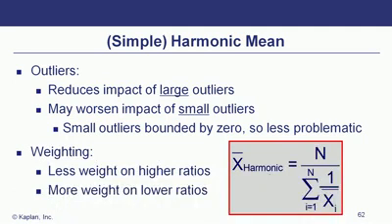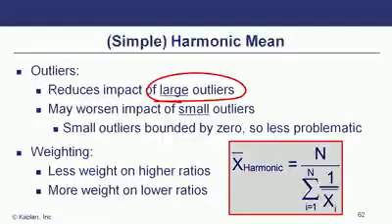So the first one is your simple harmonic mean. It reduces the impact of large outliers, but may worsen the impact of small outliers. Basically, the small outliers are bounded by 0, so they are essentially less problematic. The most they can go to is essentially 0, whereas a PE ratio can theoretically go to infinity.